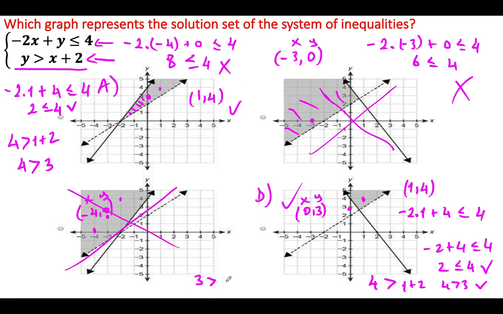3 is greater than 0 plus 2. Yes, 3 is greater than 2. It's satisfied. What about the first one?